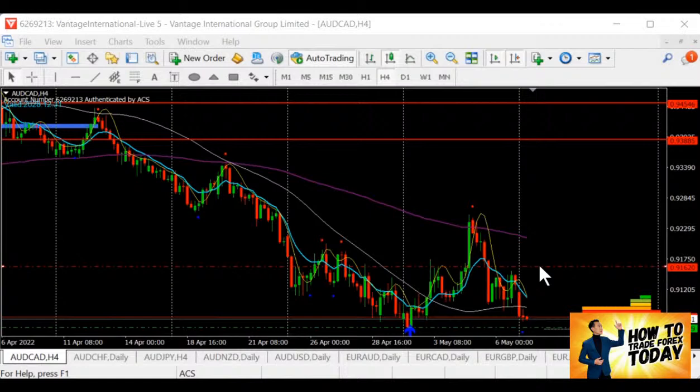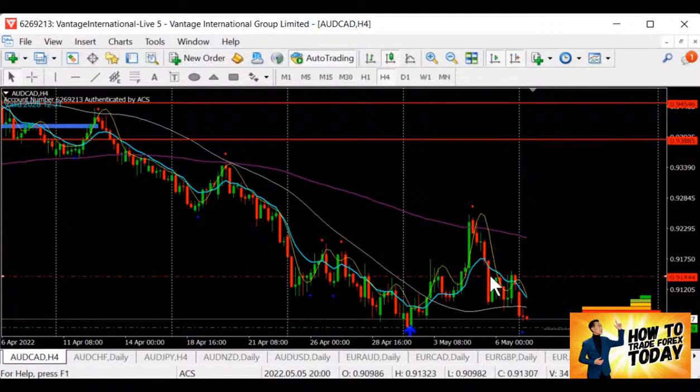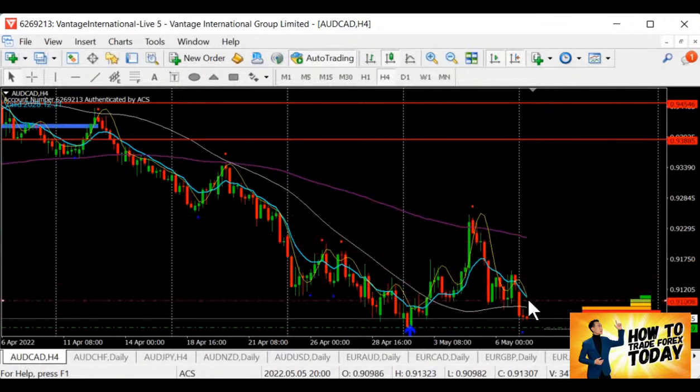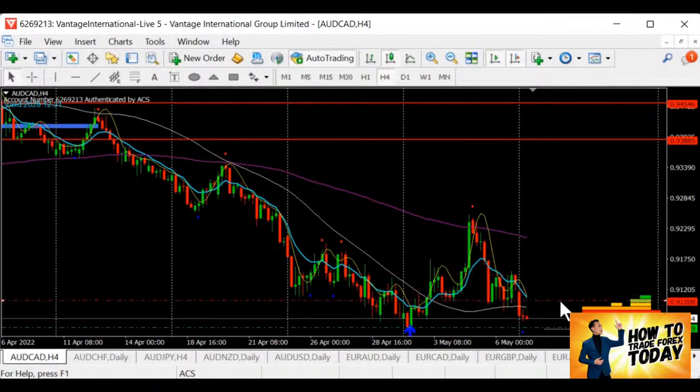First of all, in H4, we'll be looking at this part here, where this is a lower high. Last week I was saying that this could be a head and shoulders. As you can see, this is the left shoulder, this is the head, and this is the right shoulder. So it forms a head and shoulders right now. Very obvious. I will be looking out for the resistance around this area.